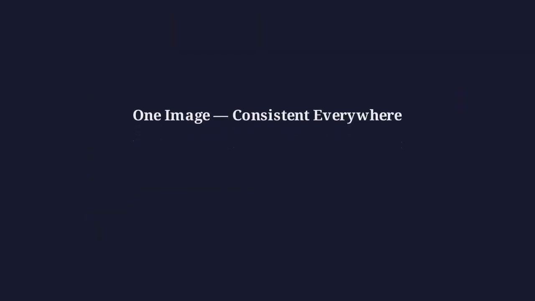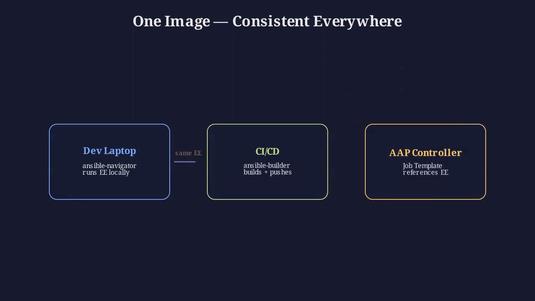The tool responsible for building EEs is ansible-builder, open source, available without a Red Hat subscription. It reads a file called execution-environment.yml and produces a container image. Once you have the definition file, building is a single command. No manual steps, no implicit state.